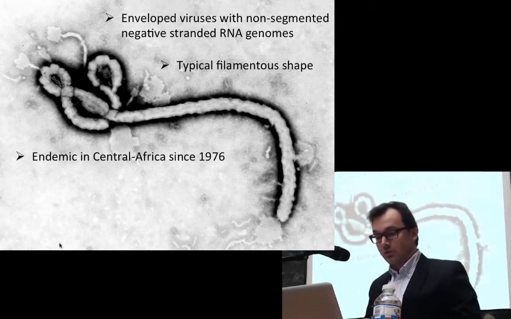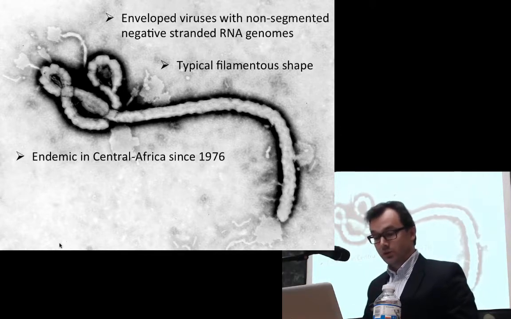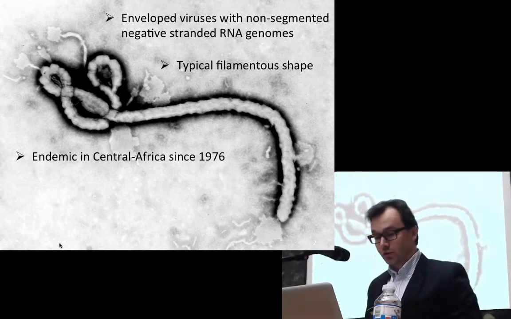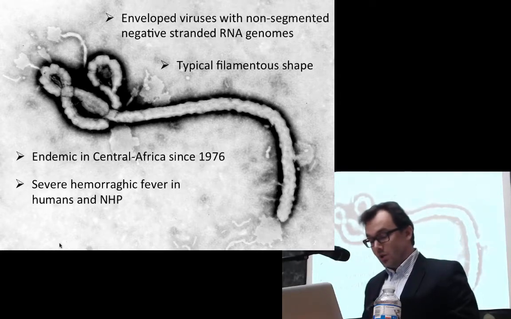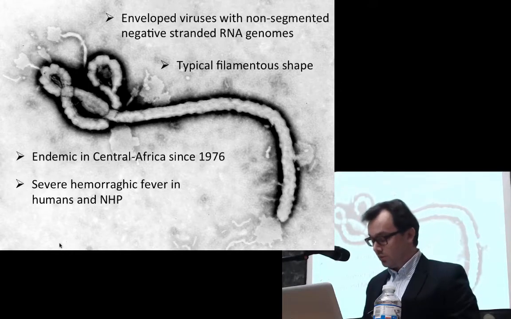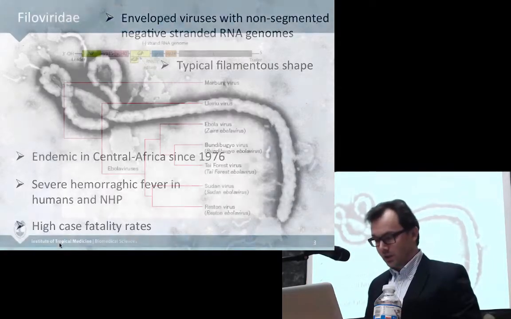It is endemic in Central Africa since '76, since the discovery, and ITM, as we heard by Dr. Piot previously, has been pivotal in that in '76, together with Dr. Piot and Professor Patin and Dr. van der Groen at that time. So it causes severe hemorrhagic fevers in humans, in non-human primates, but also in a number of other animals, and I guess we'll hear more about that in the other talks. And it has, of course, high case fatality rates.